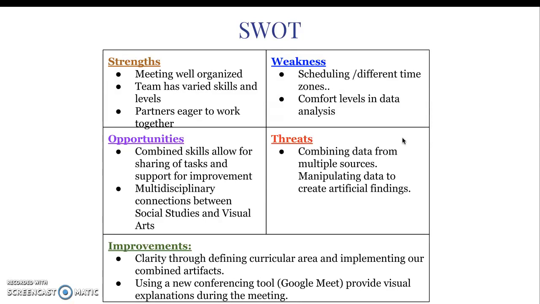The opportunities are that we have combined skills that allow for sharing of tasks and support for improvement. Also the multidisciplinary connections that can be made between the social studies and visual arts objectives. Threats: it could be a little bit tricky combining data from multiple sources, and manipulating data to create artificial findings. And then improvements that I noticed in this meeting: we had more clarity through defining our curricular area and implementing our combined artifacts. Also, using the new conferencing tool, Google Meet, provided visual explanations during the meeting, and that was pretty helpful.